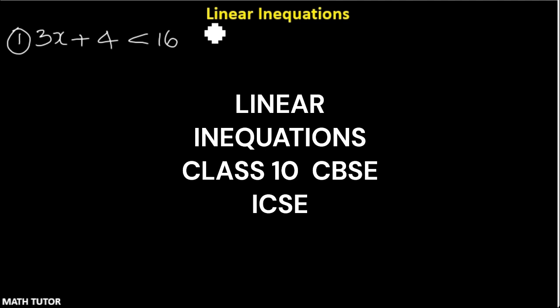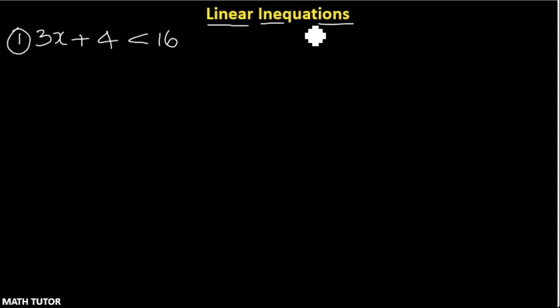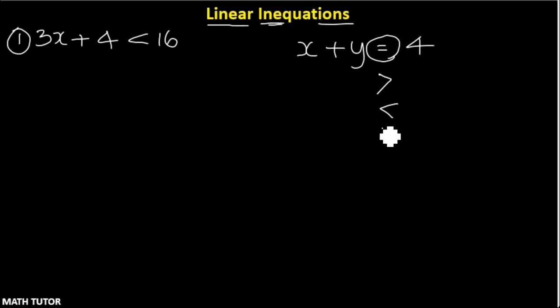Today we are going to learn about linear inequations. What is an inequation? For example, we have an equation x plus y equals 4. We have an equality symbol here. But in an inequation, we'll have a symbol like greater than, lesser than, greater than or equal to, lesser than or equal to. Then this equation is called a linear inequation.